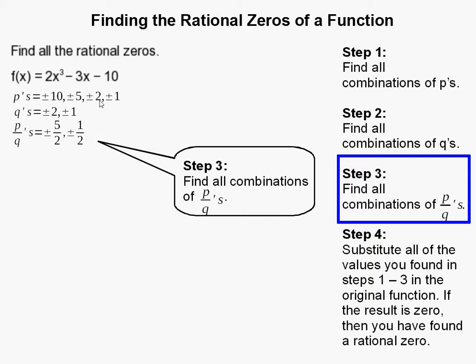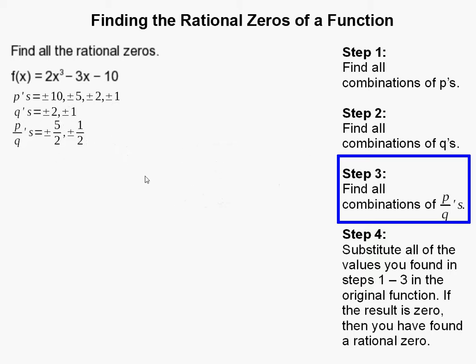Now I'm going to do the 2's. 2 over 2 is 1. I already have 1 in both of these. And 2 over 1 is 2. I already have that. So here we go. 1 over 2. I don't have that yet. So these are the only new p over q's here, the only new values. All the other values are duplicates. I already have 2. I probably didn't have to write 2 twice, but I did it to show you the difference between p's and q's and the 1's. So these are all the things we're going to have to test.